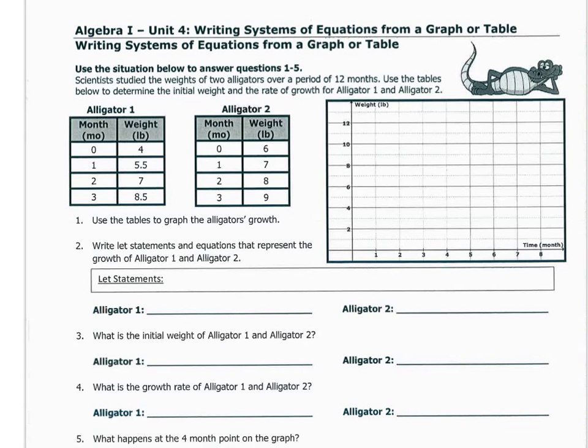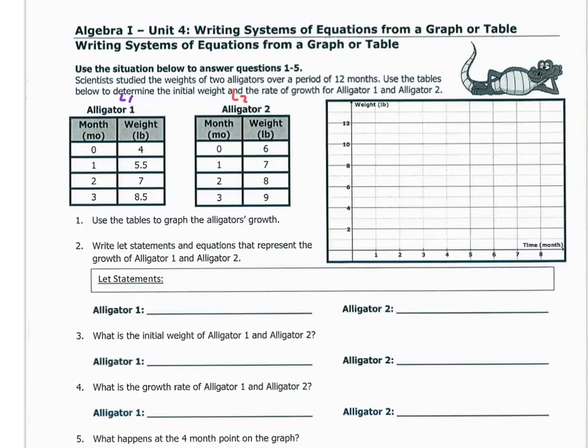Right, kiddos, we've solved systems using a variety of ways, and lastly, we're going to be using tables and alligators. So we have two tables here, one for each alligator. And what I'm going to go ahead and do is label alligator 1 as L1, and we'll label alligator 2 as L2. So now when I graph them, I can see my different lines.